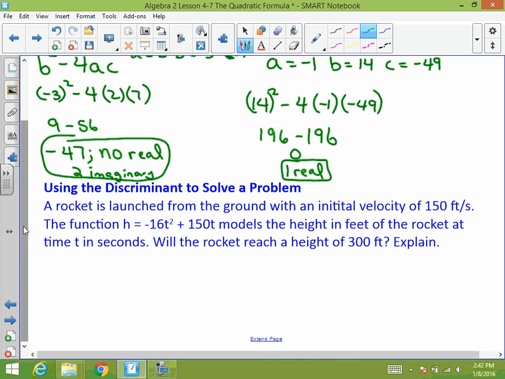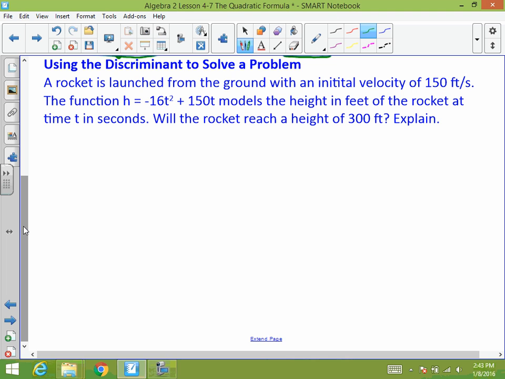Last thing here, we're going to use the discriminant to solve a problem. This is a typical type of physics problem that you'll see when you take physics, if you take physics next year or the year after. A rocket is launched from the ground with an initial velocity of 150 feet per second. The function h equals negative 16t squared plus 150t models the height in feet of the rocket at time t in seconds. Will the rocket reach a height of 300 feet? And explain. Okay, so we want to know in the formula h equals negative 16t squared plus 150t, will my rocket reach a height of 300 feet?